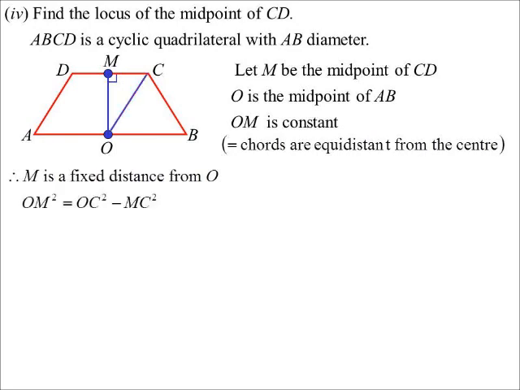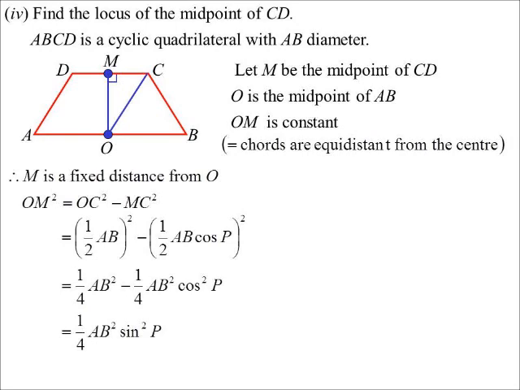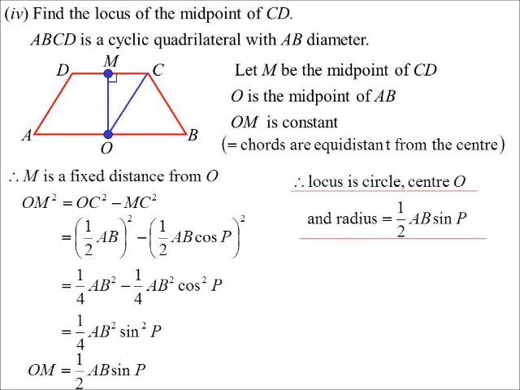I'm going to find the radius, and I might have gone a little bit crazy here. But OM squared will be OC squared minus MC squared. Now, OC would be half of AB. We said MC was half AB cos P. Possibly more information than they were looking for. But OM squared would be a quarter AB squared sine squared P. So OM, the length of OM there, is a half AB sine P. And so my locus circle, centre O, radius half AB sine P.